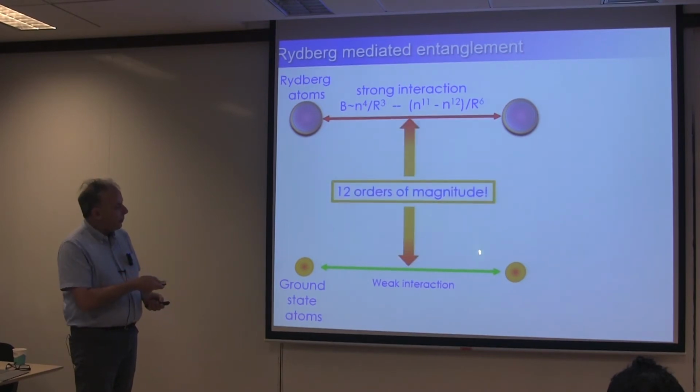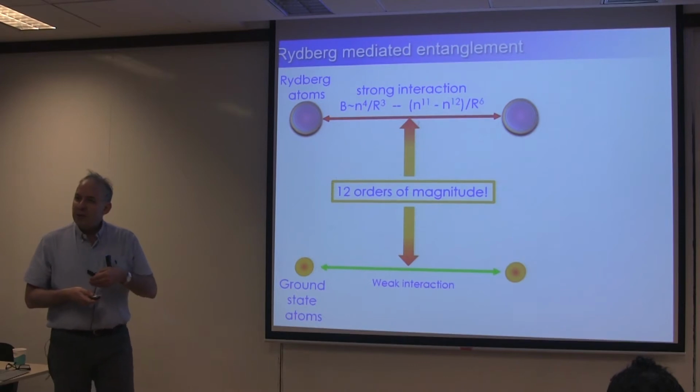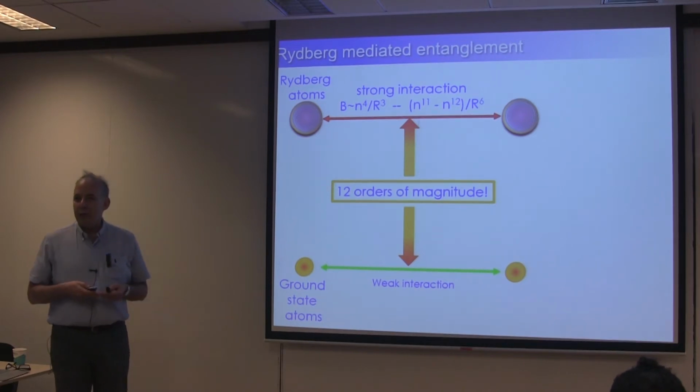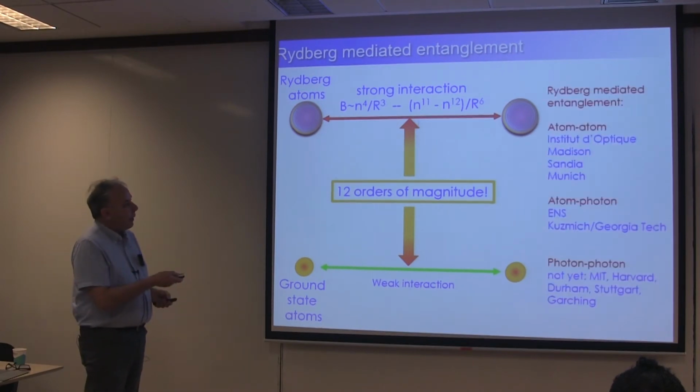And what's remarkable is that the difference in interaction strength can be 12 orders of magnitude or so at 5 to 10 micron separation. And so the ability to turn an interaction on and off with that amount of contrast, 12 orders, is, I believe, unprecedented in other systems people are working with for quantum information. And so that Rydberg blockade capability has been used to create entanglement between pairs of atoms in several labs. It's been used to create entanglement between atoms and photons in historic experiments in the Hiroshima group, and more recently by the Kuzmich group using atomic ensembles.